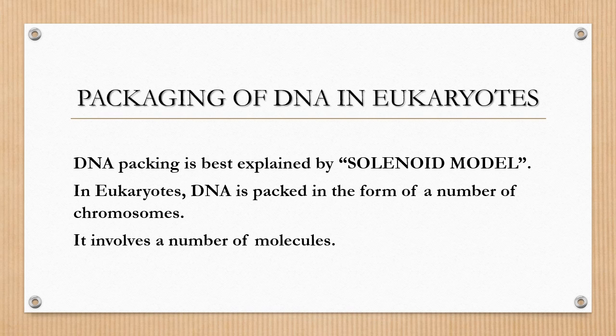Packaging of DNA in eukaryotes. DNA packing is best explained by the solenoid model. This is an important term in the objective part. In eukaryotes, DNA is packed in the form of a number of chromosomes.